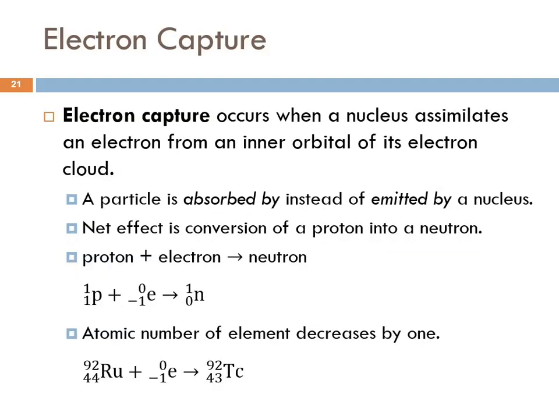Electron capture. This form of radioactive decay is different from all the other forms because all the other forms involve the emission of something, whether it's a particle or energy, and this involves the capture. So we have a particle being absorbed. The nucleus is absorbing an electron from one of the inner orbitals of its electron cloud.